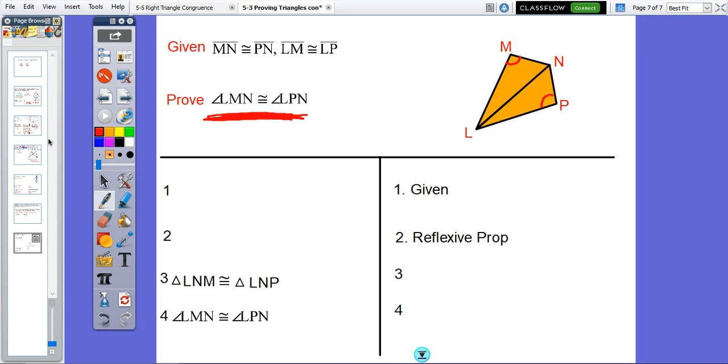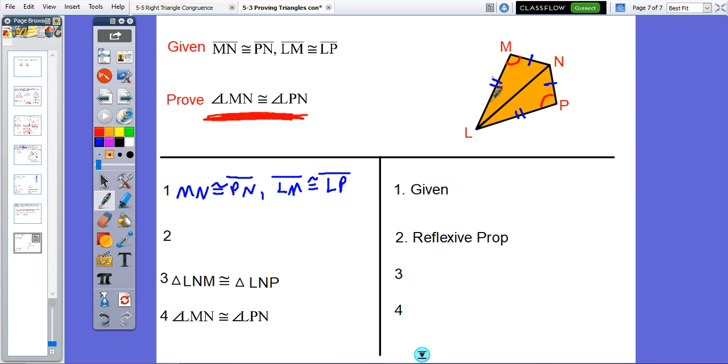That's the goal. Let's look at the given information we do know. They tell us that MN is congruent to PN, and LM is congruent to LP. So we're going to write this right here in the first step, because it's all given information. It's kind of given together, so we can write it together. There's no law that says it has to be separate.